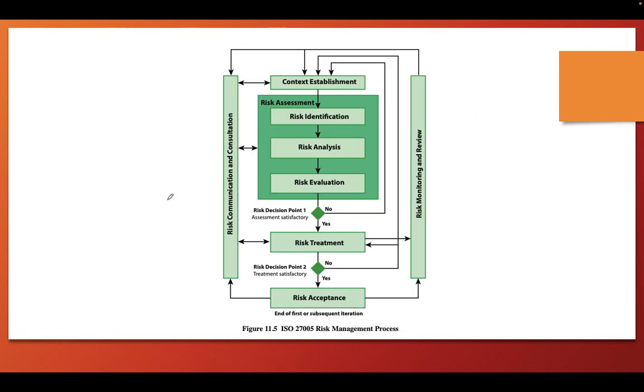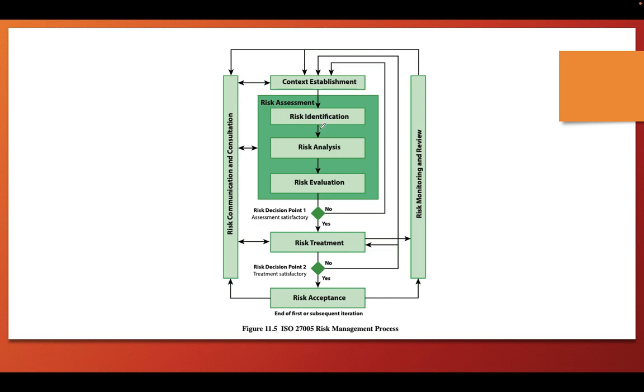So now let's move on quickly. Still on this figure 11.5, it is talking about the ISO 27005 risk management process. In the risk management process, the first thing you have to do is the context establishment. And then you carry out your risk assessment.